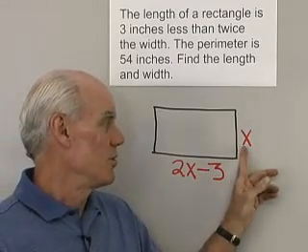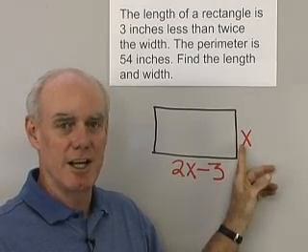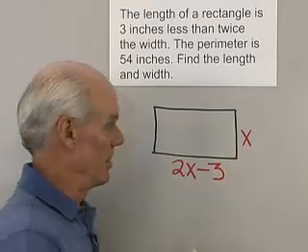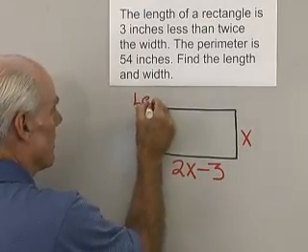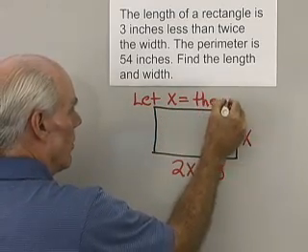So what I'm doing here when I label this rectangle with an x on the width is I'm saying let x equal the width of the rectangle. Then the length must be 2x minus 3. We can write that out also. Let's let x equal the width.